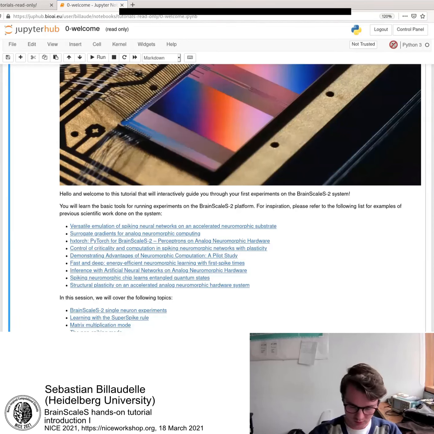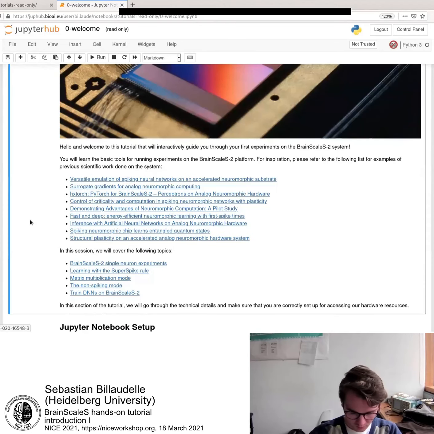been published. It's probably not complete, but it might serve as some inspiration. I want to especially highlight the second and the third publication here. They are kind of aligned with the content of today's tutorial. So the first one is a publication on training analog neuromorphic spiking neural networks to perform some machine learning tasks using surrogate gradients.